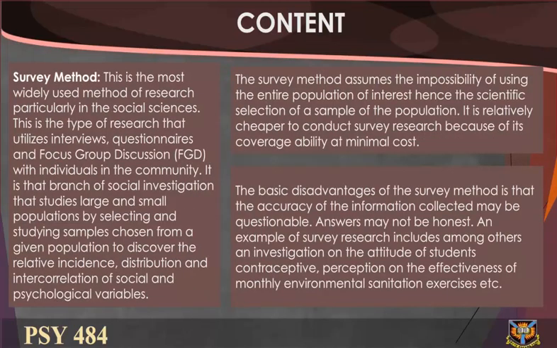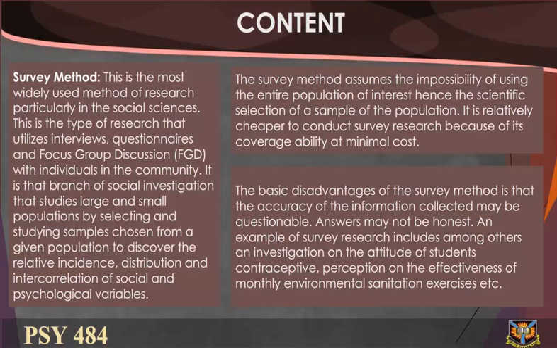Survey method. This is the most widely used method of research, particularly in the social sciences. This is the type of research that utilizes interviews, questionnaires, and focus group discussion (FGD) with individuals in the community. It is that branch of social investigation that studies large and small populations by selecting and studying samples chosen from a given population to discover the relative incidence, distribution, and intercorrelation of social and psychological variables.